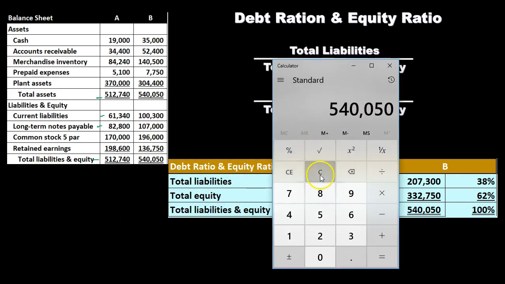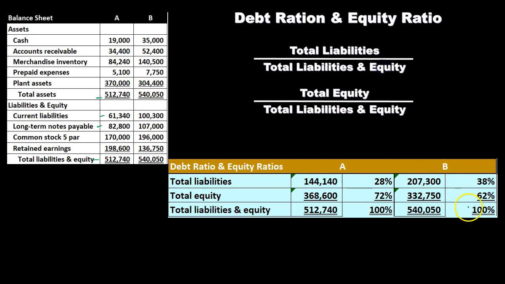And then we could do our ratio compared to the total, which is the 207,300 divided by the total 540,050, and that's going to be the 38%. Always have to deal with the decimals. This is unlikely to come out even. And then the second total is going to be about 62%, and that comes out to 100%.